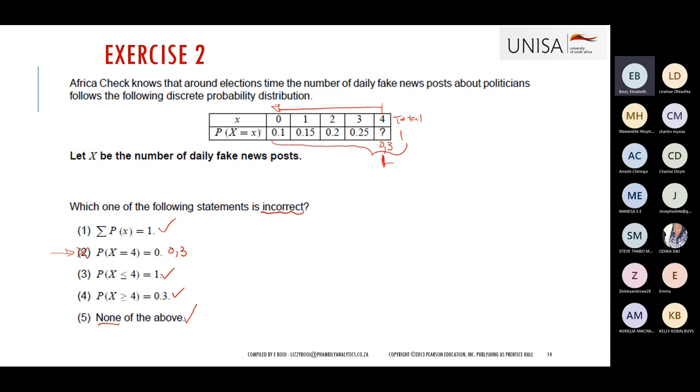But what I always suggest is that you always come back to this statement if none of the other statements correspond to the question you are asked. Sometimes it can say all of the above, none of the above, any of the above, things like that. You always revert back to it if your answers are not one of those above. So that one is also correct, because we know that at least one of those statements is incorrect.